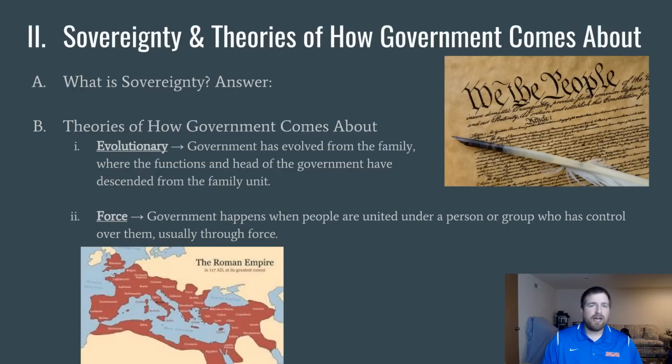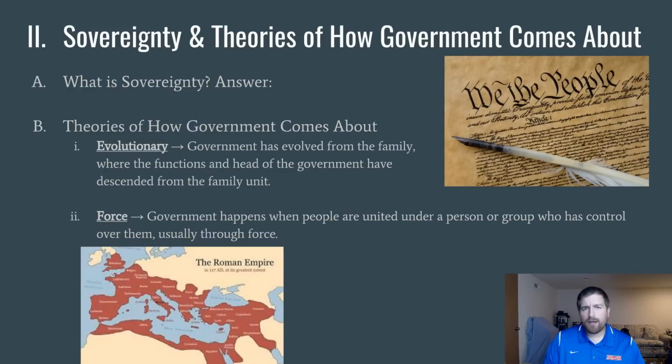The oldest and first theory of how government comes about is the evolutionary theory. And the evolutionary theory basically states that government has evolved from the family. In other words, the head of the family, the father, runs things, sets the rules, is in charge of the family, and makes the ultimate decisions. So the evolutionary theory says that government evolved from this, that essentially government mirrored the family with its own head at the top that ultimately makes decisions, enforces the rules, and so on and so forth.